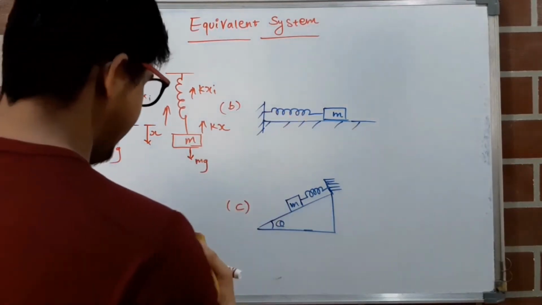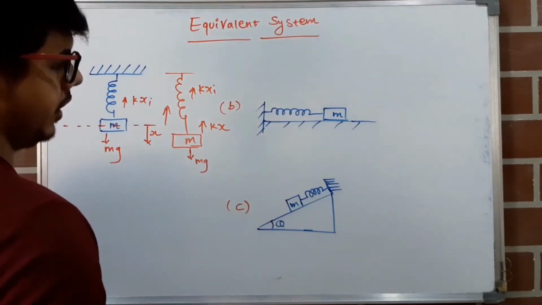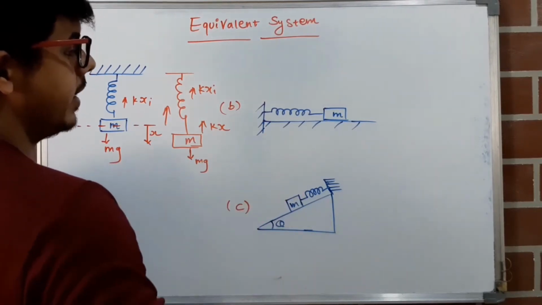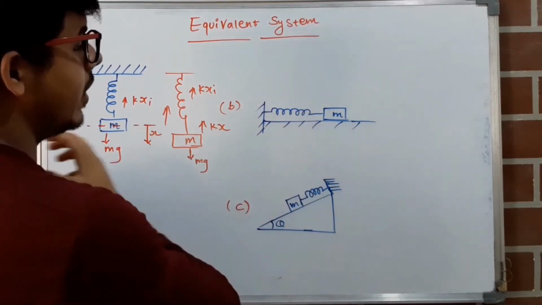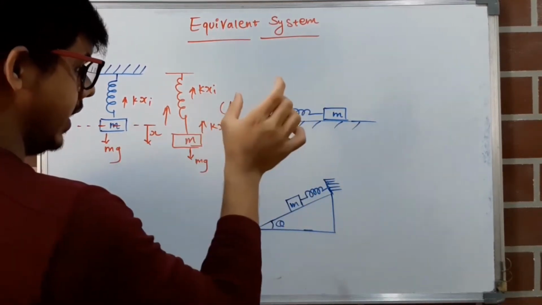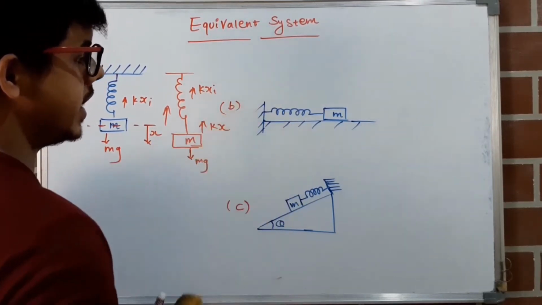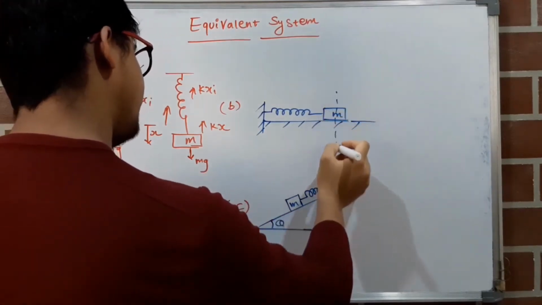So now for B, do you think there will be an initial deflection or not? There will be no initial deflection. Why? Because this mass is kept horizontal, so the spring will be at its original position. It will not deflect. There will be no initial deflection. So this is the mean position of the spring.